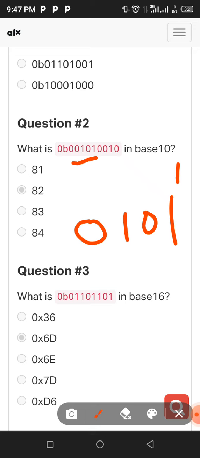So you're going to be converting that. So we have a 2 here. This is how many? 1. 1. Here is what?